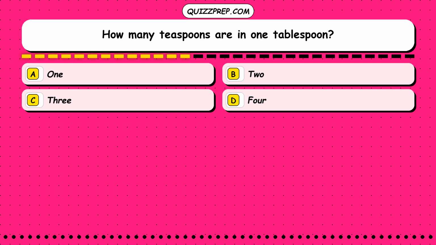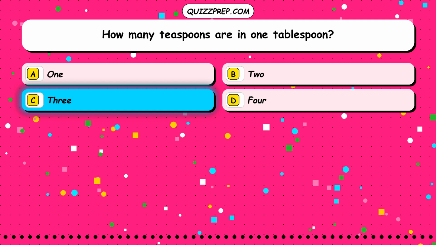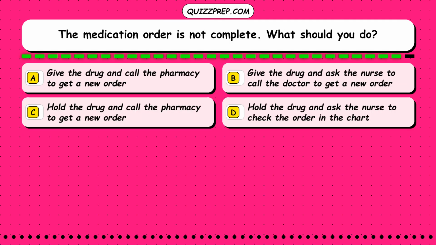Question 335. How many teaspoons are in 1 tablespoon? Option A. 1. Option B. 2. Option C. 3. Option D. 4. The correct answer is option C. 3.